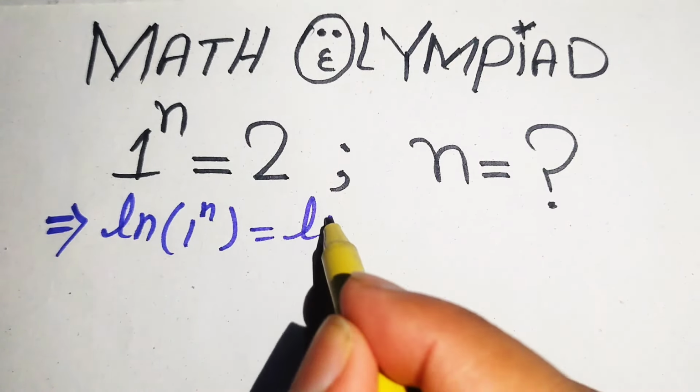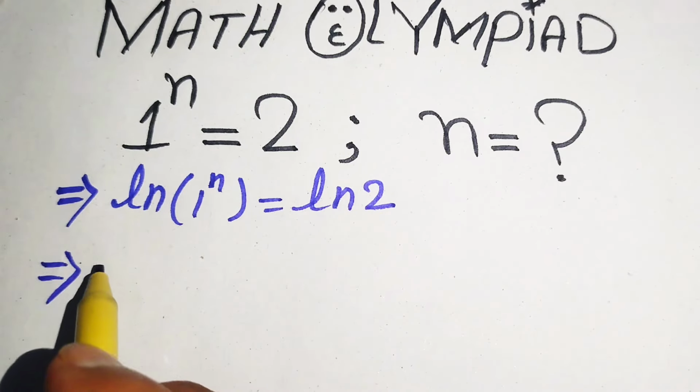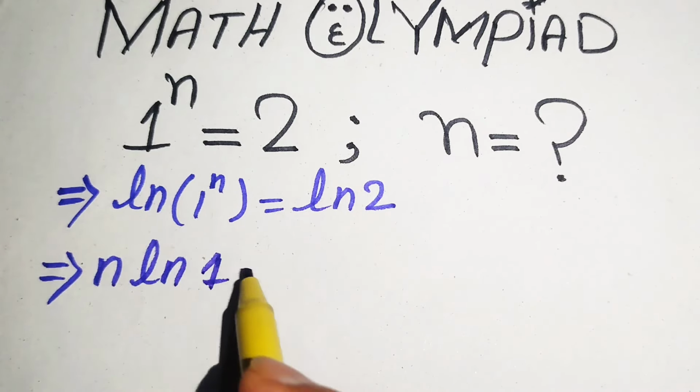And now after that, we use the nice property of log, and we move this n to the front of the log, and it will be written as n times log 1 equals log 2. Now we move this log 1 to the right-hand side and separate the value of n, so it equals log 2 divided by log 1.